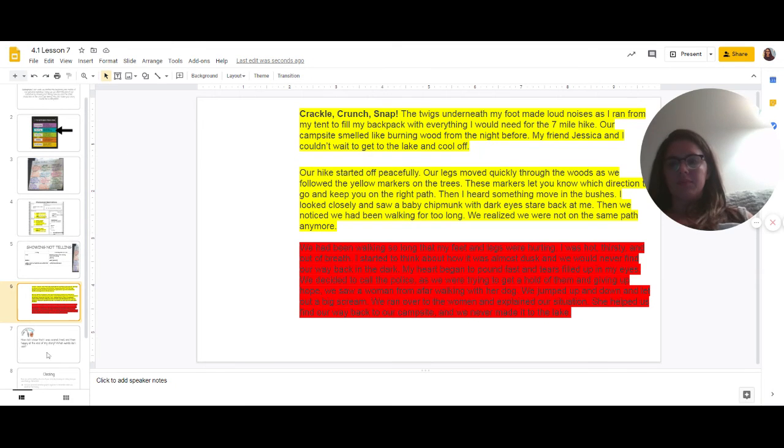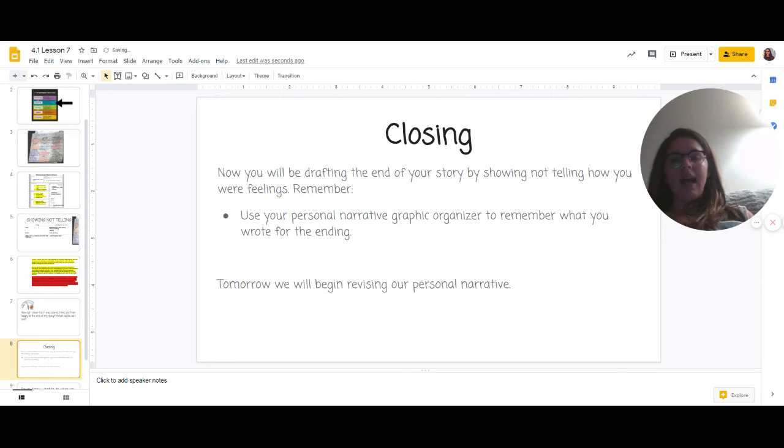Okay, now you will be drafting the end of your story by showing, not telling, how you were feeling. Remember, use your personal narrative graphic organizer to remember what you wrote for the ending. Tomorrow we will begin revising our personal narrative. Good luck.